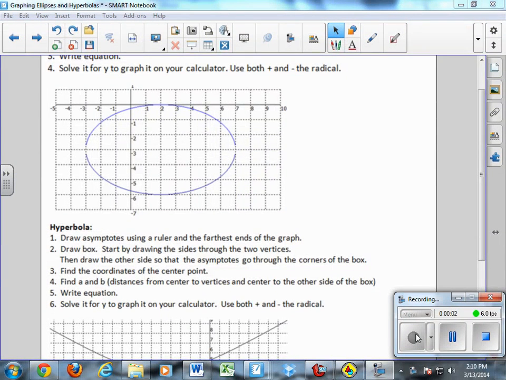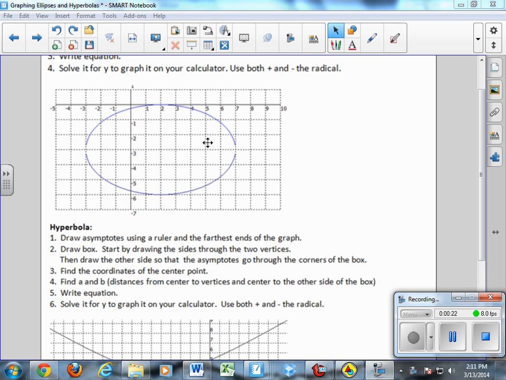One of the things you're going to be able to do for your project is to sketch a graph on your picture and then figure out what the equation for that graph is going to be. So let's practice doing that for an ellipse, for a hyperbola, and for a parabola. The ellipse is the easiest one to do. All you have to do is figure out where the center of the ellipse is.